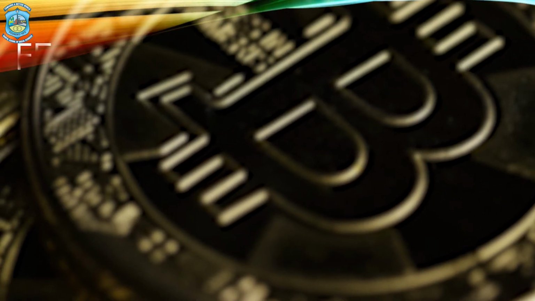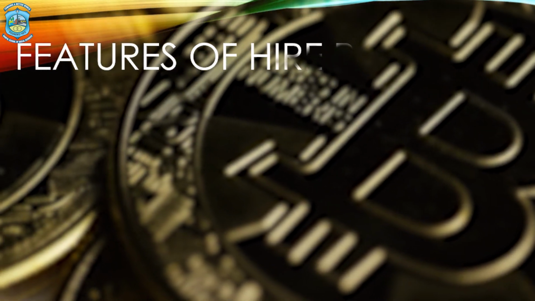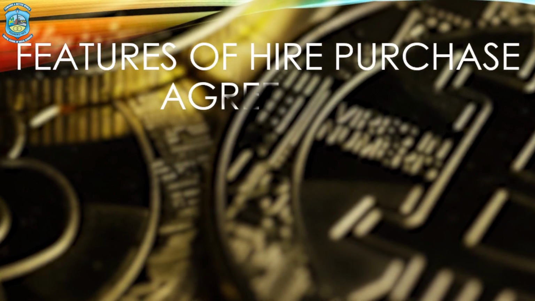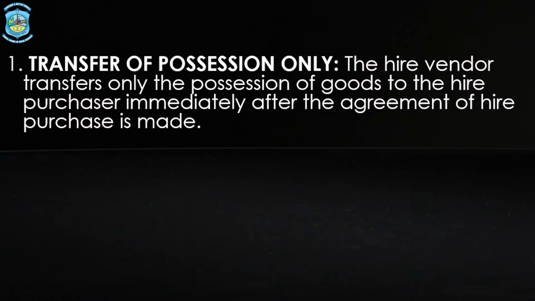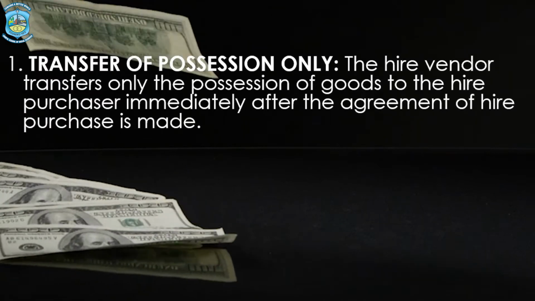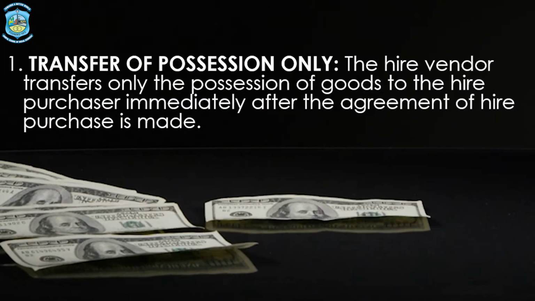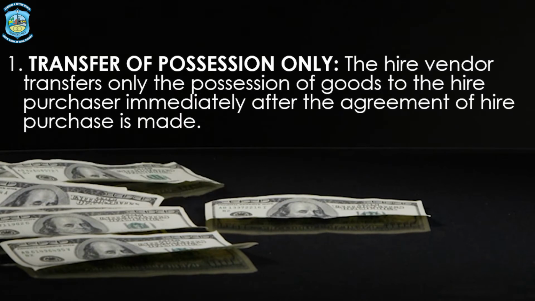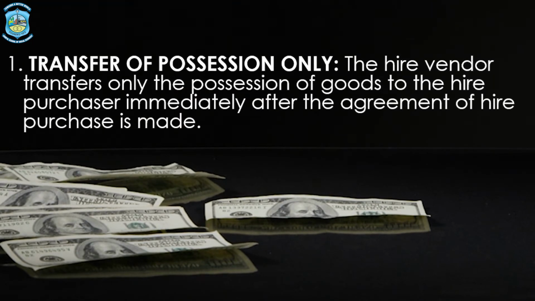Now let us understand some features or the characteristics of this hire purchase system or the hire purchase agreement. The number one being the transfer of possession only. Well, when the goods are sold by the hire vendor to the hire purchaser, it is merely the transfer of possession and not the good title. That is, the property of the goods will be passed on from the vendor to the buyer only when the last payment has been made. So it is only the right to possess and use in the hands of the purchaser.